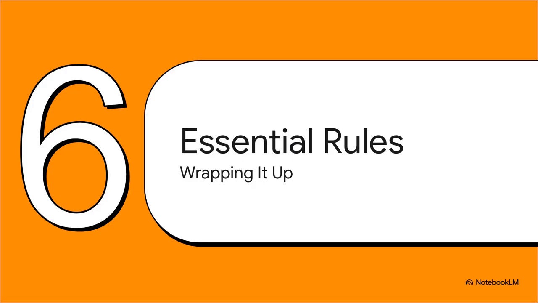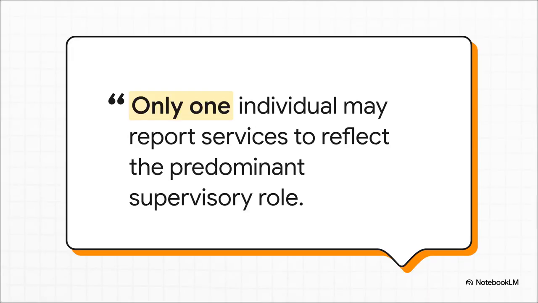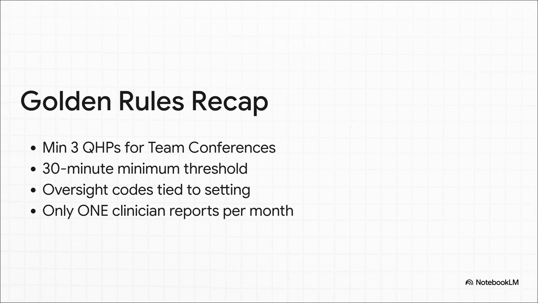Section 6, Essential Rules and Wrap-Up. Let's bring this masterclass home by cementing the golden rules you absolutely cannot afford to forget. Take a look at this exact language directly from the CPT guidelines. It is the ultimate rule for care plan oversight. It means you cannot have multiple clinicians billing CPO for the exact same patient in the exact same calendar month. Only one individual, the one reflecting the sole or predominant supervisory role for that patient's complex care, gets to bill these codes. So let's review these final takeaways carefully.